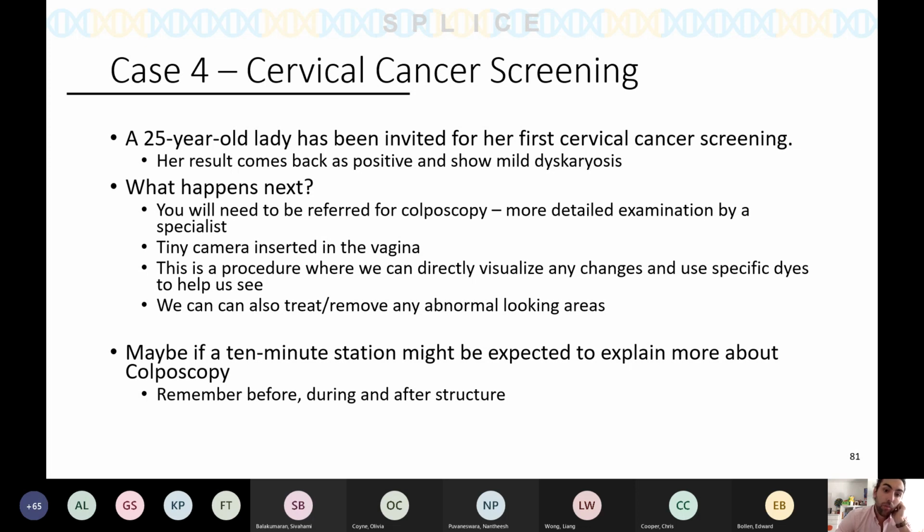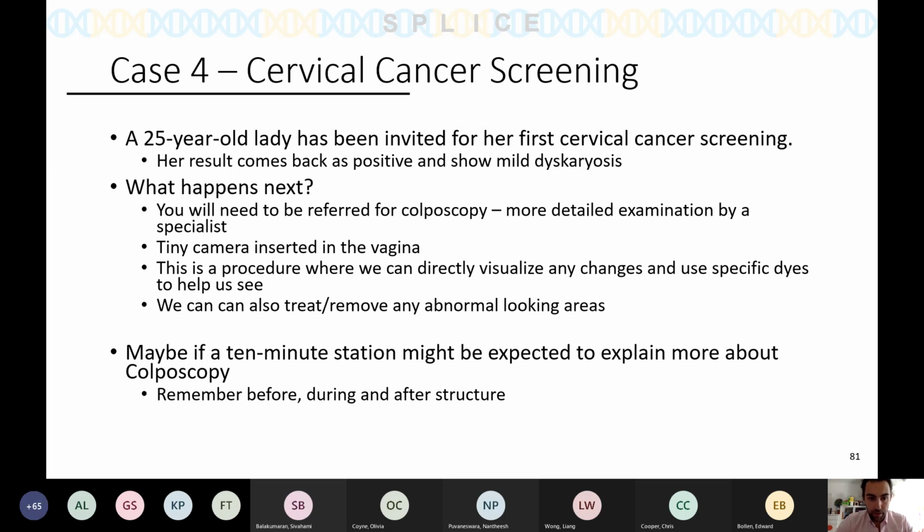I don't know how much you need to go into explaining the examination. One thing I will go through briefly now is that if you're explaining a procedure station, you normally do what happens before, what happens during it, and what happens after. I don't know if you'd be expected to get through all that in that amount of time. But anyway, so what happens next?